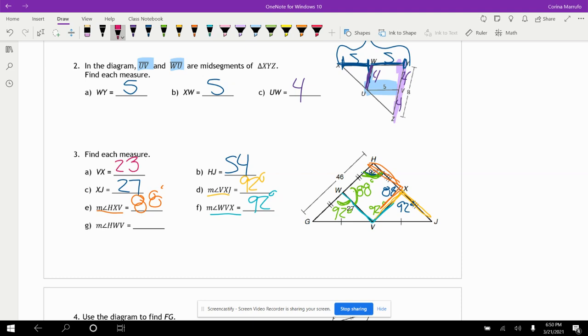And then the last one, we have HWV. So H to W to V. So then it's talking about this angle here, which is 88. I'm glad I fixed that. I knew something sounded kind of weird, but I'm glad I fixed that before I did this problem completely wrong.